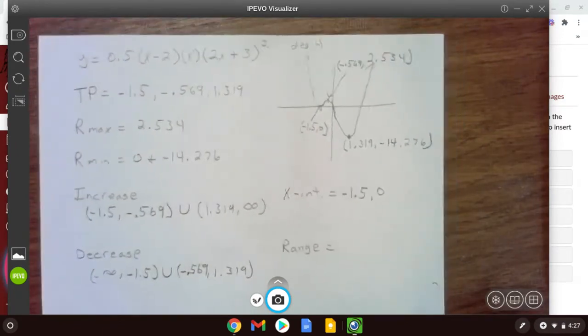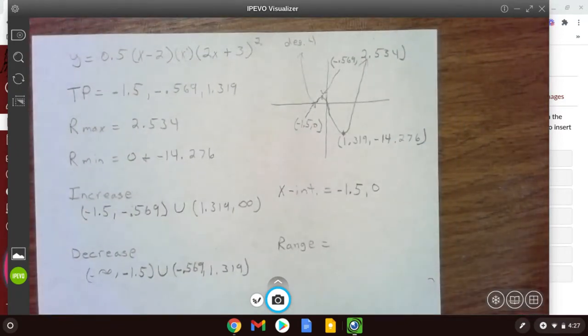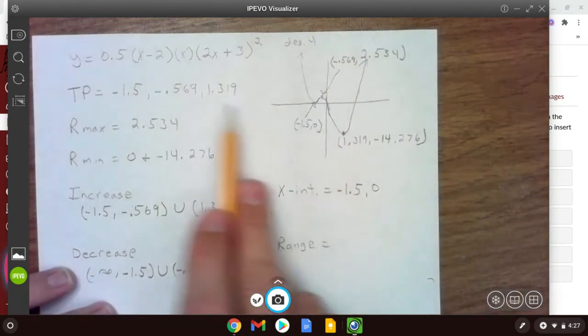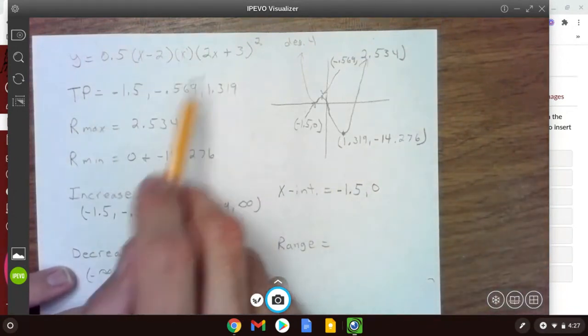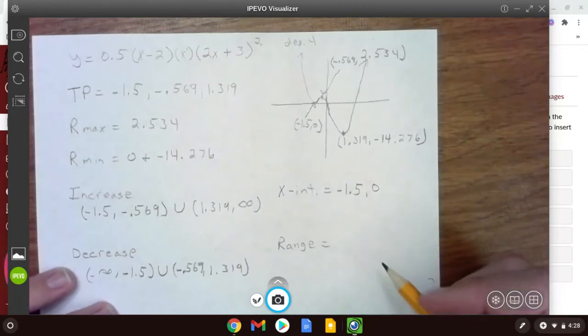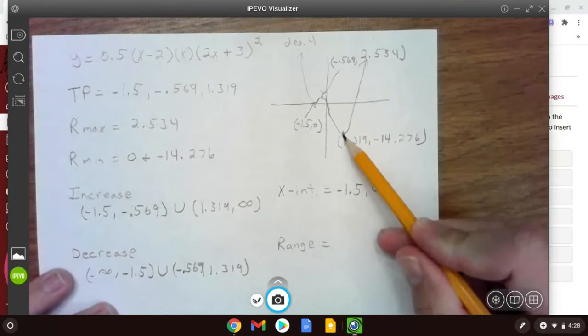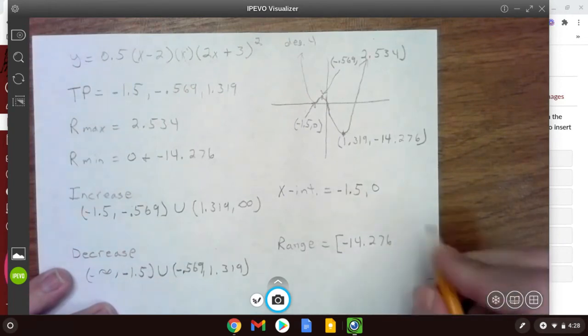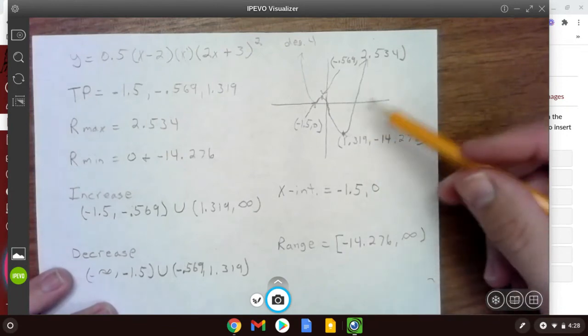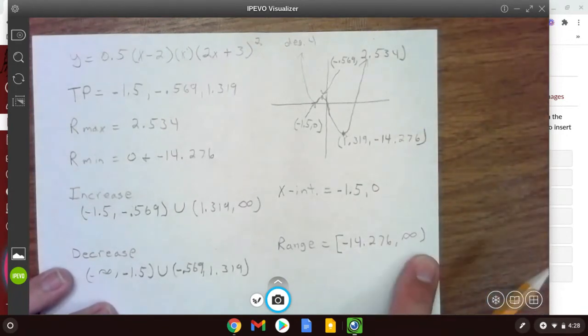And then our range. Remember, our range is how far up and down the graph goes. As far as domain, it goes left forever and to the right forever, and because it's a polynomial, it's always going to do that. But for the range, we just want to find the lowest it ever goes, which is right there, and it's going to be that y value, negative 14.276, and it goes upwards forever. That's the lowest it goes, and it goes up forever. So that value to infinity.